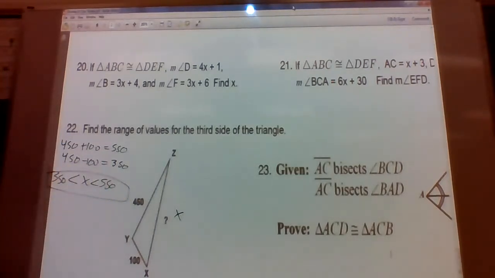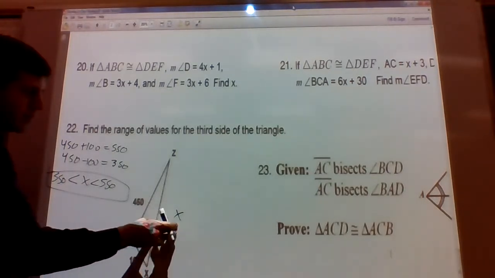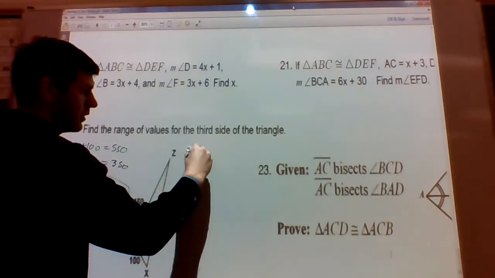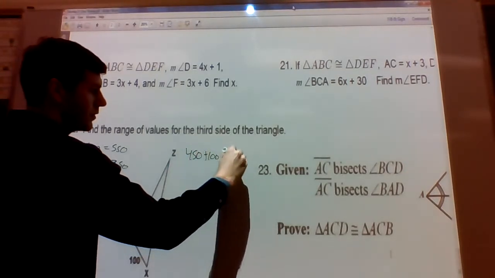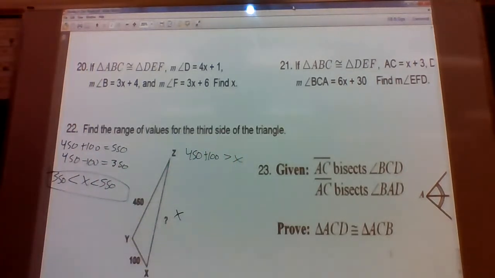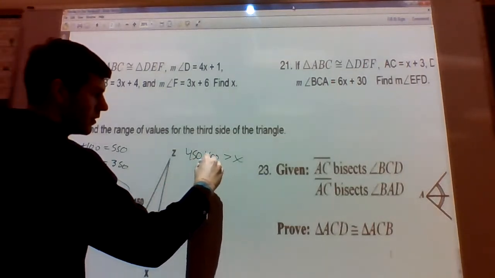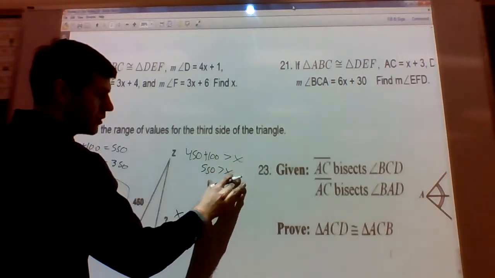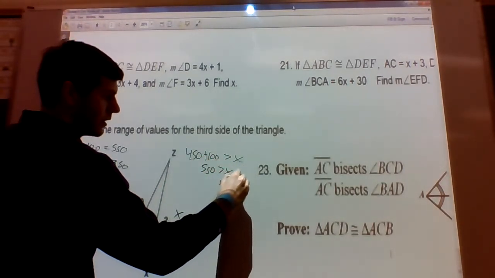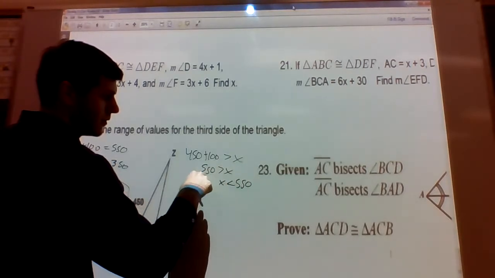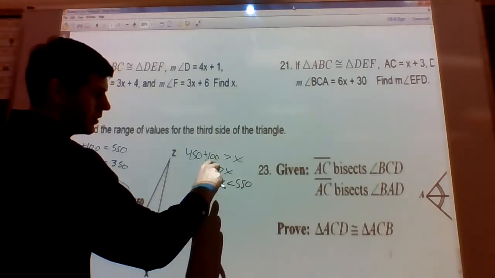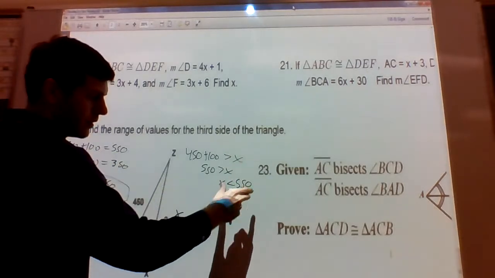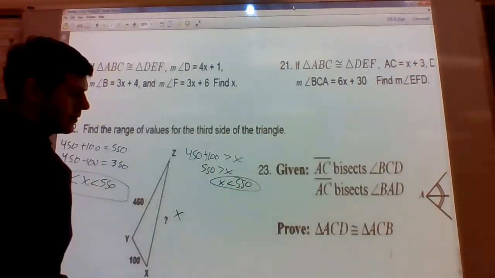Okay, the question is why, though, is that the case? Well, it's the case because the 2 sides have to be longer than the third side. So 450 plus 100 has to be greater than x, which means 550 is greater than x, which can be rewritten as x is less than 550. All I did is flip the whole thing around. Okay, x is less than 550.